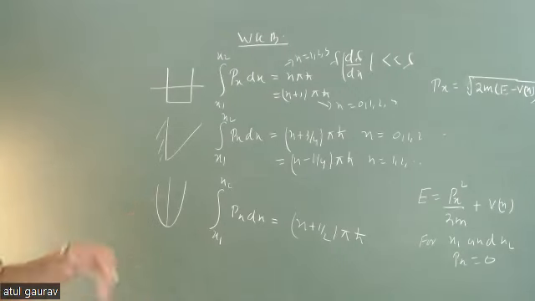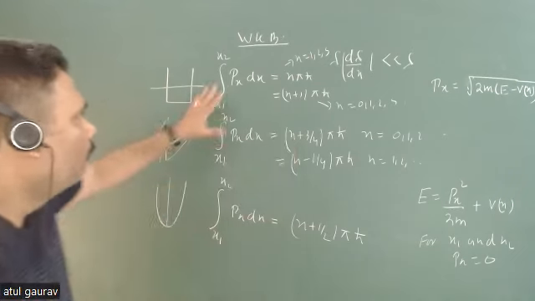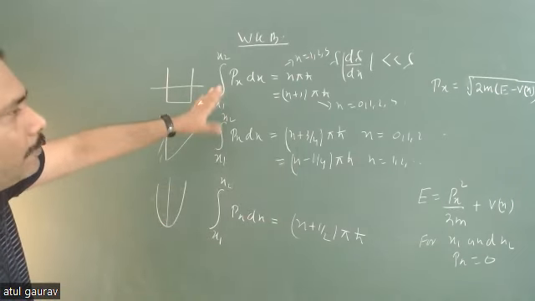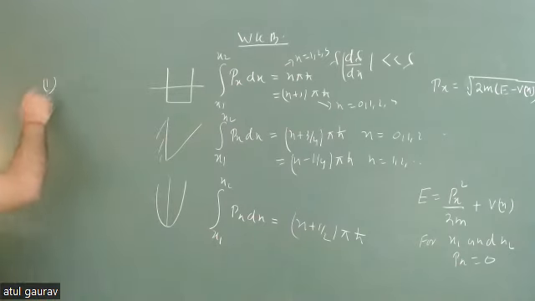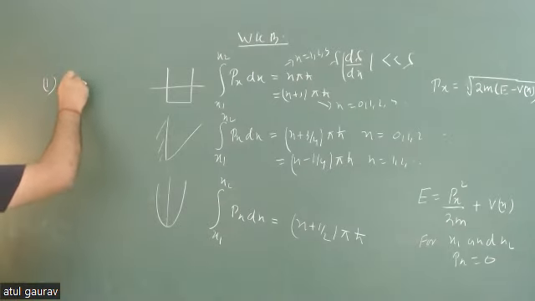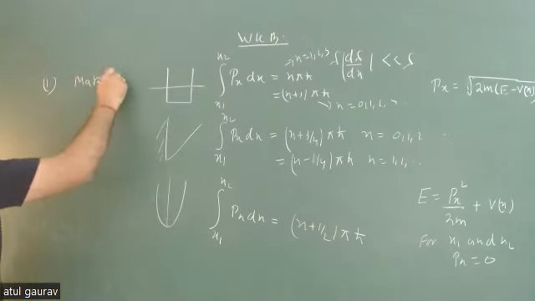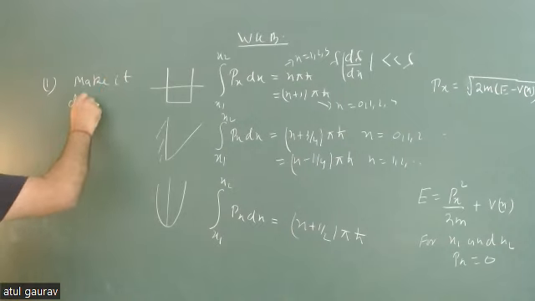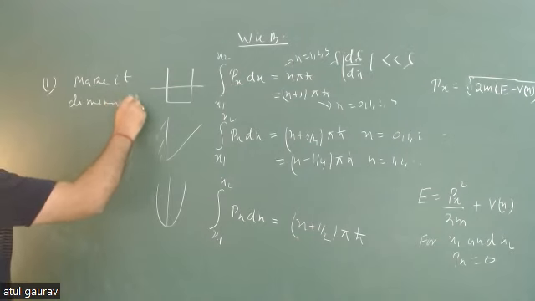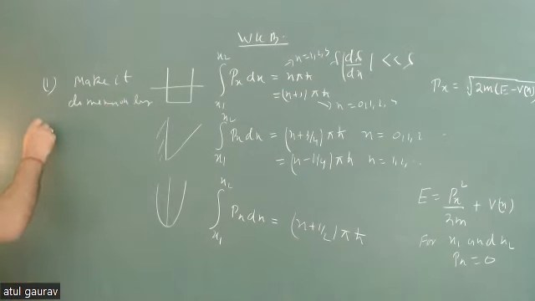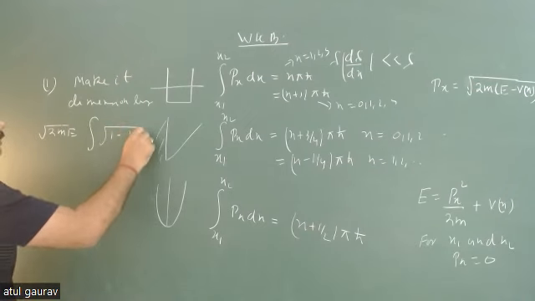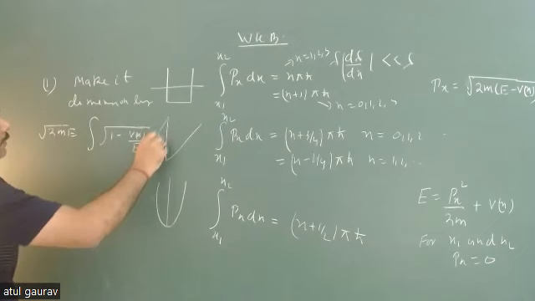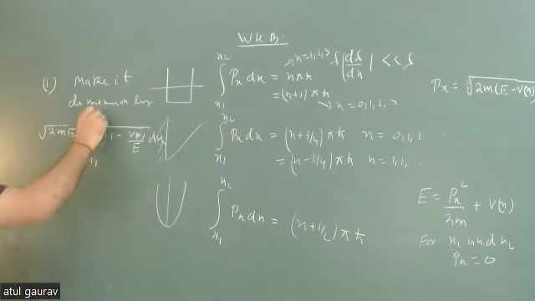But the problem is how you will solve it. So obviously, when you go for this integration, you have to just go for a basic concept. The first concept is, what has to be done? What is the algorithm? Make it dimensionless. So how will you make it dimensionless? You will take root under 2mE common and you will go for 1 minus Vx by E dx. So this is it, and here you have x1 to x2.